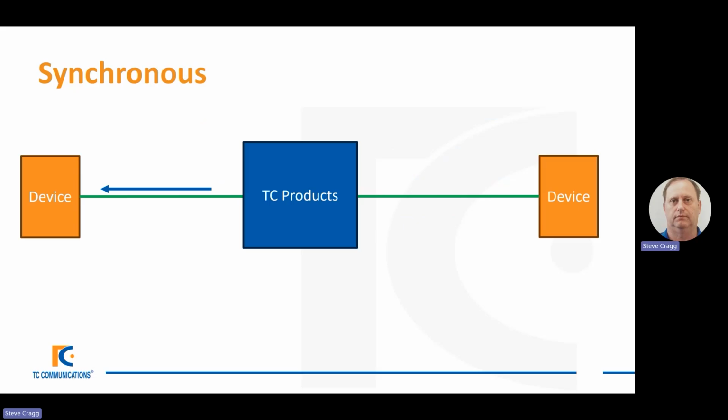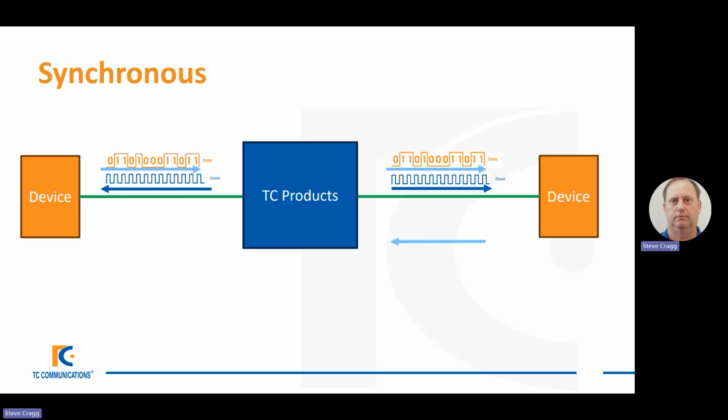Now, there is a different approach, which is it is possible that the TC product, for example, a JumboSwitch product, can be set to actually generate the clock itself. And this is an interesting one because we send the clock from the TC products out to the device. We send another clock out to the device on the right. We send the data through. The data goes through on that side. And again, the data is synchronized with that clock on both sides, but the clocks aren't necessarily synchronized together.